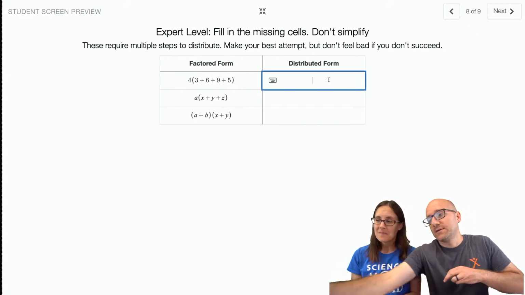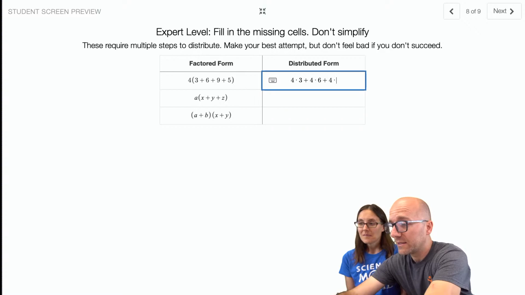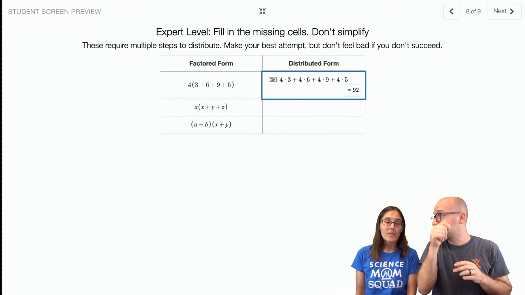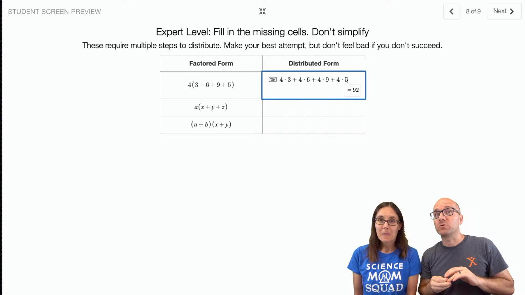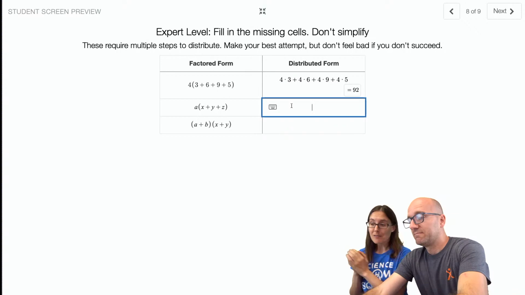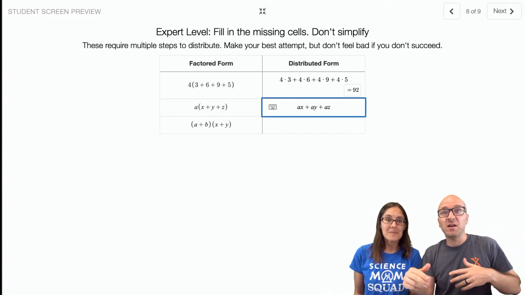So what is that? Well, 4 just has to be multiplied by everything. So 4 times 3 plus 4 times 6 plus 4 times 9 plus 4 times 5. So the 4 has to go to each of the numbers that's being added. 92. All right. What about if there are variables? We just do the same thing. So that A is going to be multiplied by everything. That's right. A times X plus A times Y plus A times Z. Yep. And that's how we write it, which is AX plus AY plus AZ.